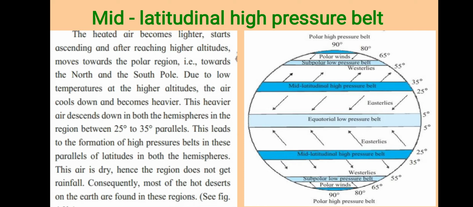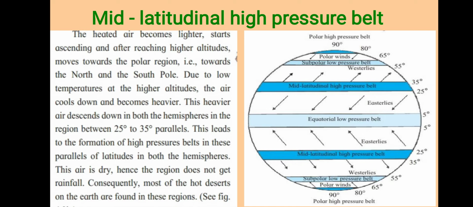See in this figure, in dark blue color, the mid latitudinal high pressure belt is shown to you in both hemispheres. We are able to see it in dark blue color. This air is dry, hence this region does not get rainfall due to this air. That's why most of the hot deserts on earth are found in this region.